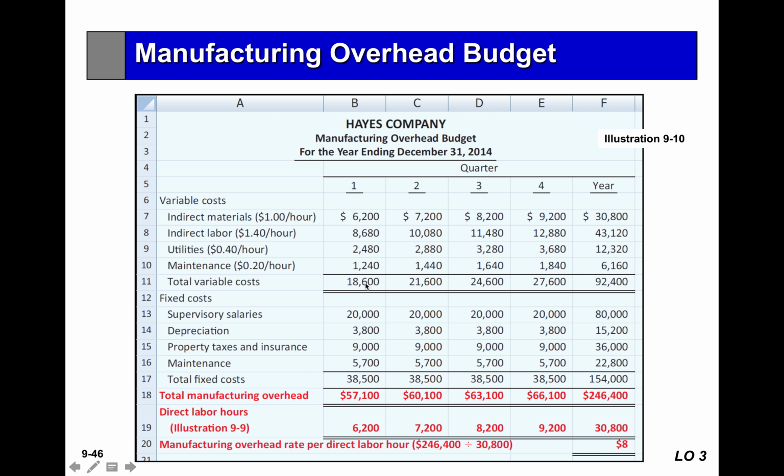And now we are just multiplying. For example, here it's $1 per direct labor hour, so $1 multiplied by 6,200 is equal to $6,200. So it's just a calculation, and then fixed costs, we're supposed to give you the numbers. I'm not that much interested, but just to show you that with this variable manufacturing overhead budget, the ideas are all coming from our first two chapters.